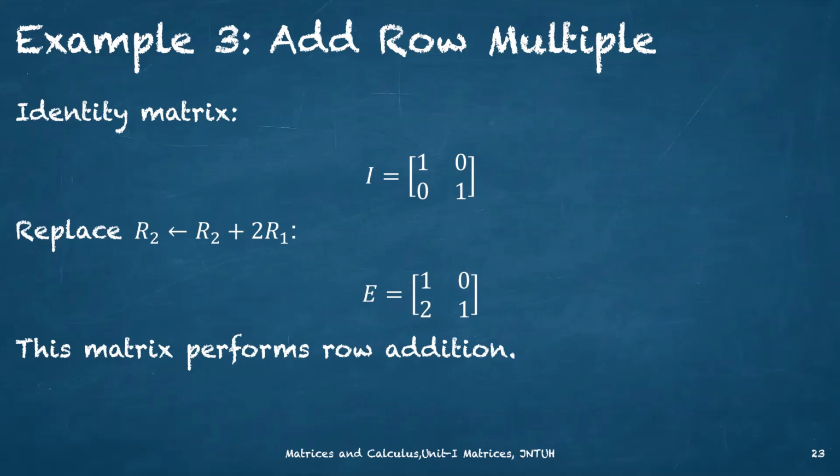Example 3. Add row multiple. Now let's see the third type of elementary matrix, the one formed by adding a multiple of one row to another. We begin with the identity matrix I, which has first row 1, 0 and second row 0, 1. Then we perform a row operation, replace row 2 with row 2 plus 2 times row 1. After this operation, the new matrix E becomes first row 1, 0 and second row 2, 1. This matrix E is an elementary matrix that represents row addition, specifically adding 2 times row 1 to row 2.